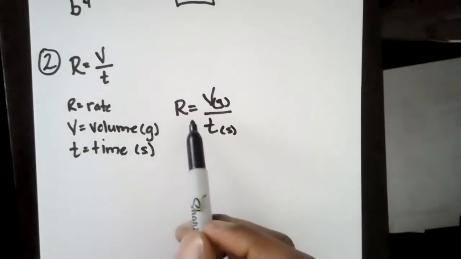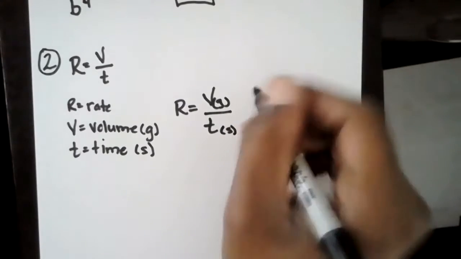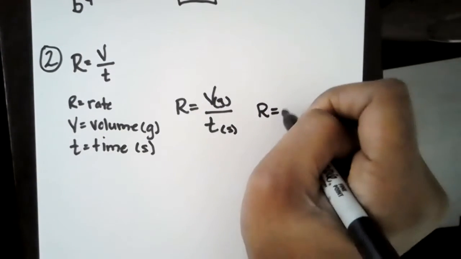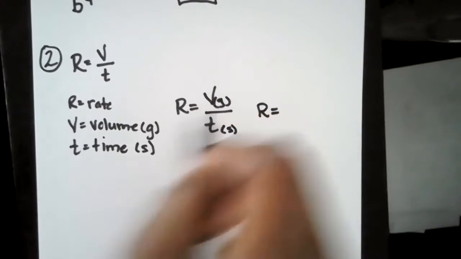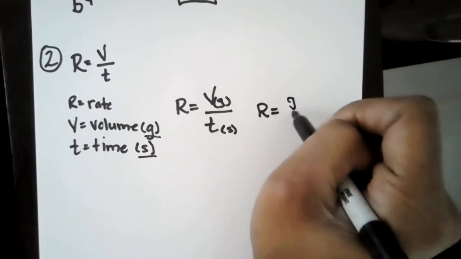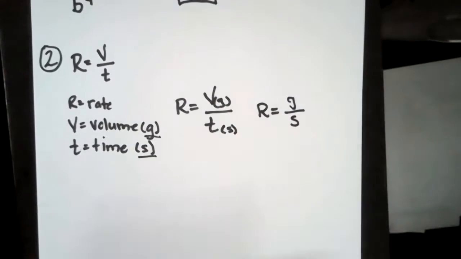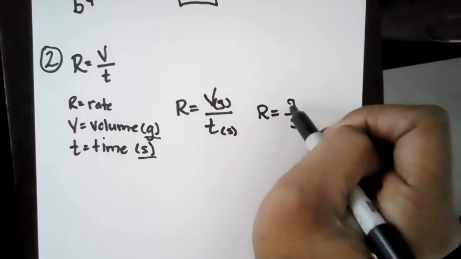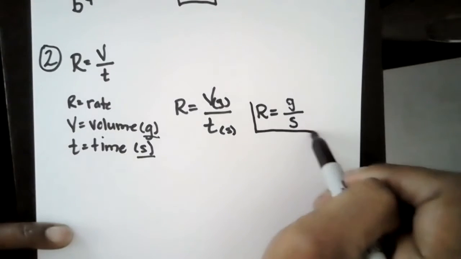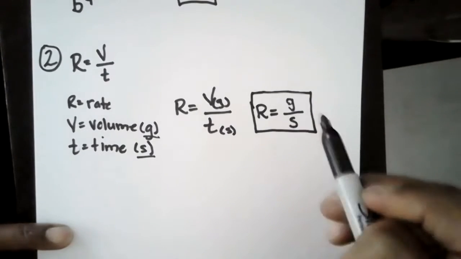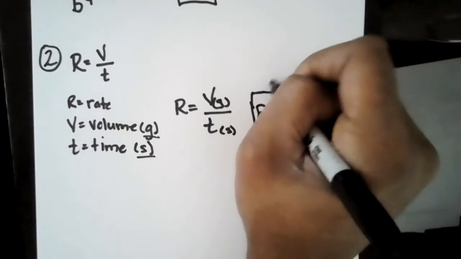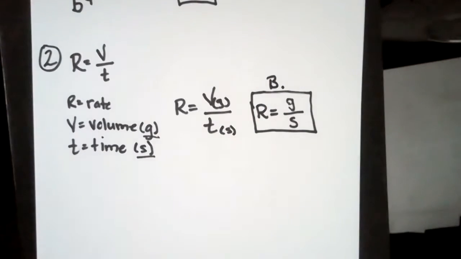So the question says select an appropriate measurement unit for the rate. If you were to go through this and do the equation, R is going to be equal to what? Your units, remember these are the units here, so we'll have G over S, which is gallons per second. So your answer would be the rate is equal to gallons per second. And I believe that is letter B for the questions.